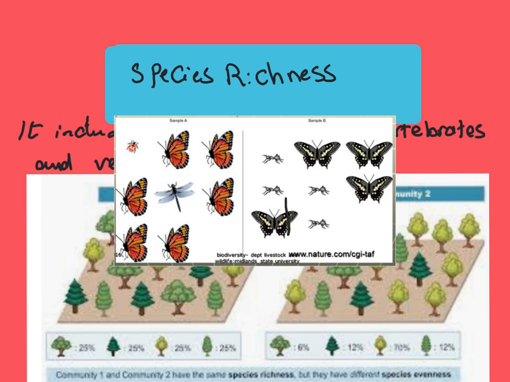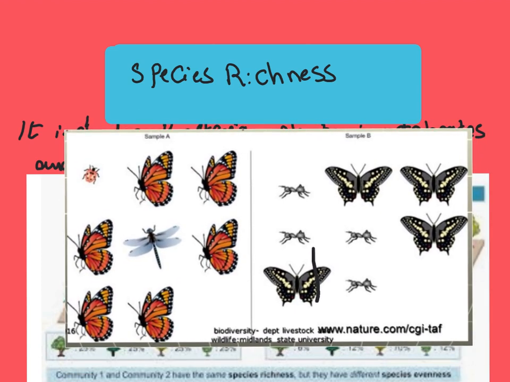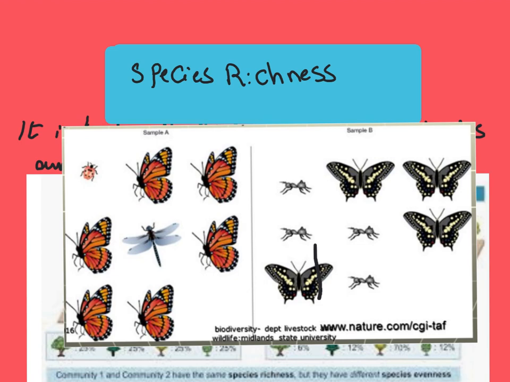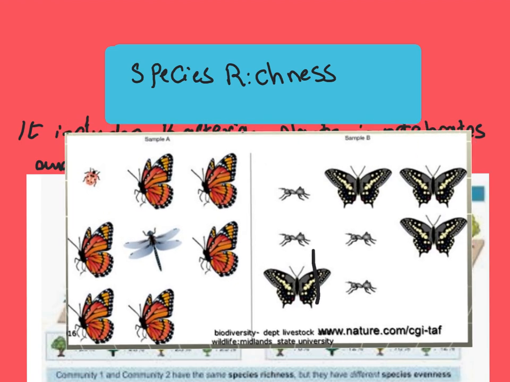Species richness involves the number of species in an area or in an ecosystem. Looking at figure A and figure B, you can see that figure A has more species than figure B. Here we have three different species in the figure on the left, while the one on the right has only two different species. So I can say that area A is richer than area B.